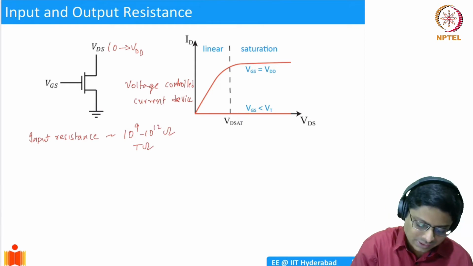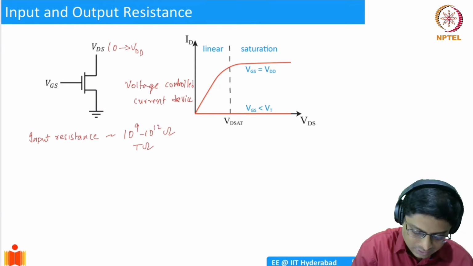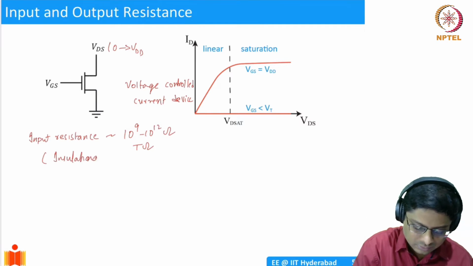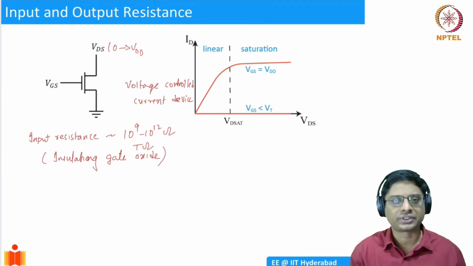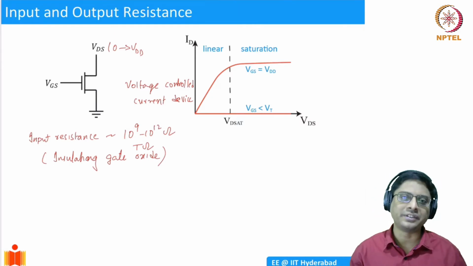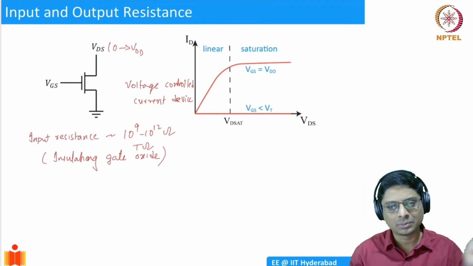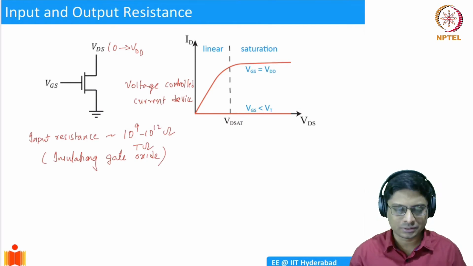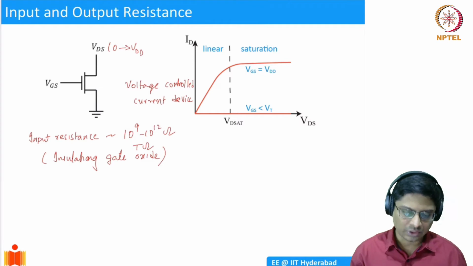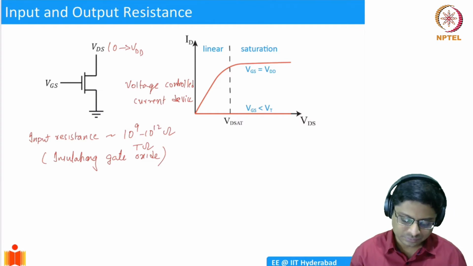Okay. And this is because of an insulating gate oxide. So it has a very high input resistance. That means if you take another voltage source and apply voltage, all of the voltage will fall across the MOSFET. Or another MOSFET could be driving it. In that case as well, most of the voltage will fall across the MOSFET in consideration. Okay. All right. This is one of the parameters.